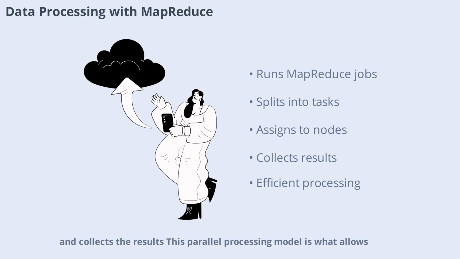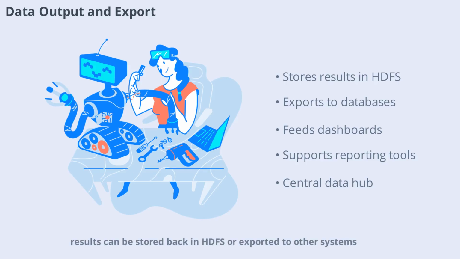This parallel processing model is what allows Hadoop to handle such large datasets efficiently. After processing, results can be stored back in HDFS or exported to other systems. Tools like Sqoop can move data to relational databases, while others can send results to dashboards or reporting tools. This flexibility makes Hadoop a central hub for big data workflows.